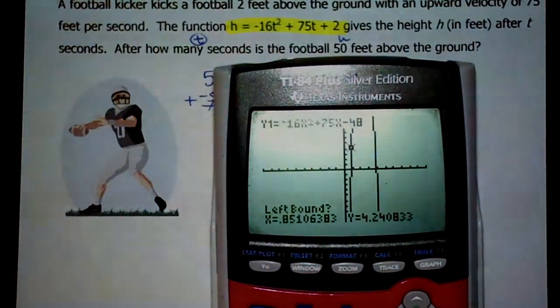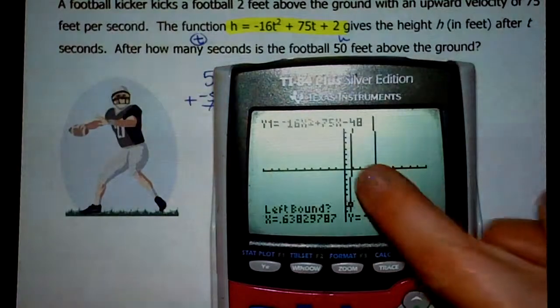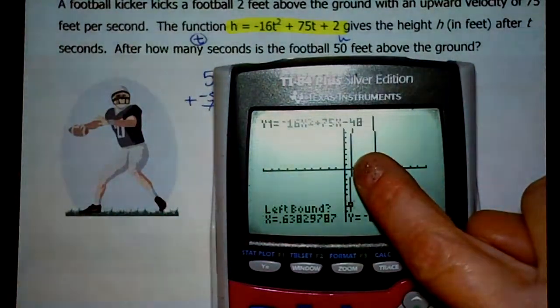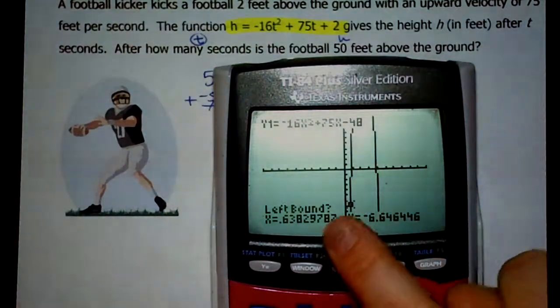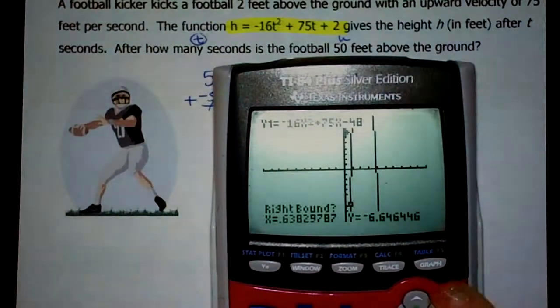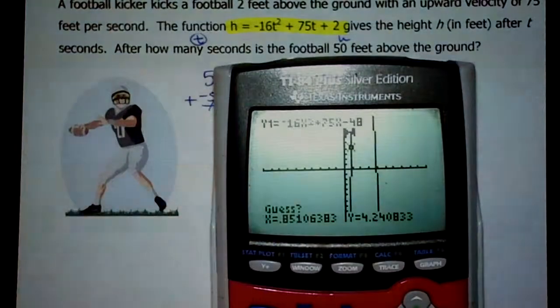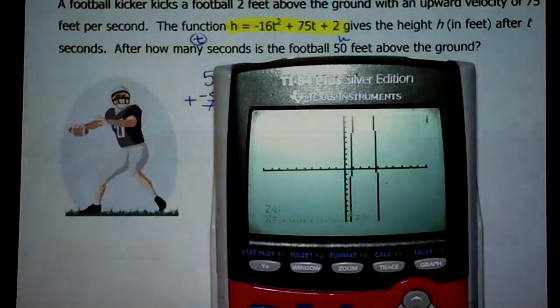There he is. Oop, he went too far. So go back, hit your left arrow, and we're using right and left arrows with this. So right now I'm to the left of this x-intercept, and it says left bound. Yes, hit enter. Now I want to get right bound, so I'm going to hit my spider to the right one time. Don't smash it, just hit it. Okay, now it says guess question mark. You do want it to guess, so hit enter again.